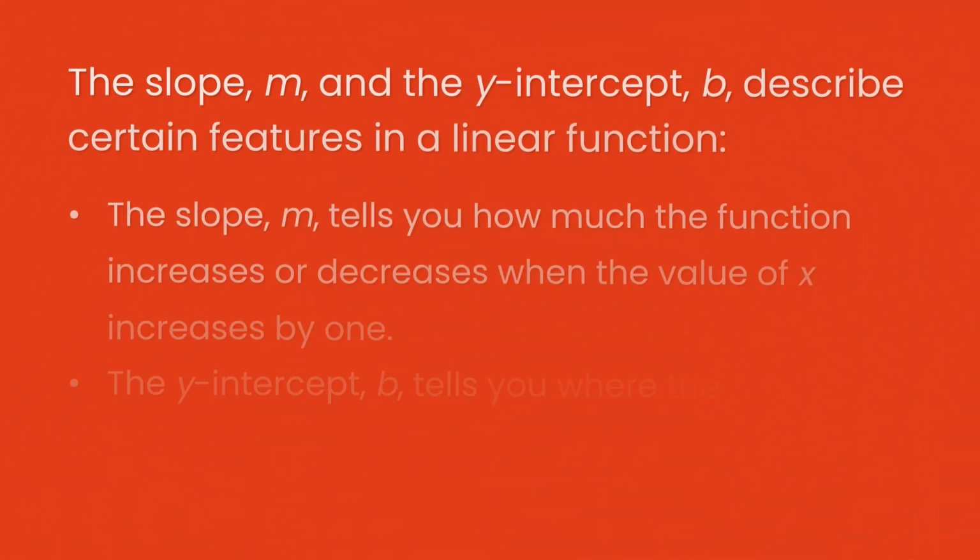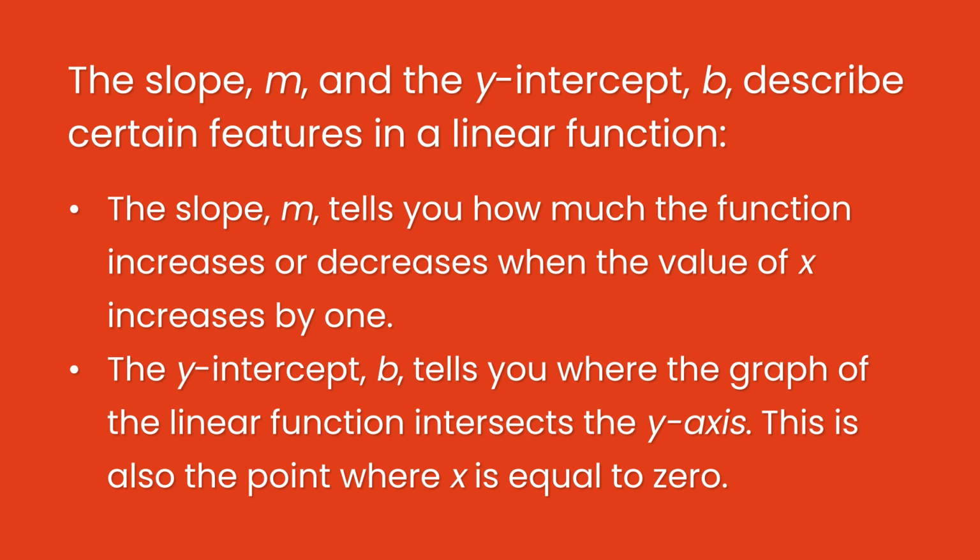The slope, m, and the y-intercept, b, describe certain features in a linear function. The slope, m, tells you how much the function increases or decreases when the value of x increases by 1. The y-intercept, b, tells you where the graph of the linear function intersects the y-axis. This is also the point where x is equal to 0.